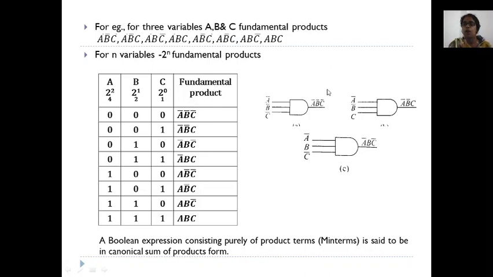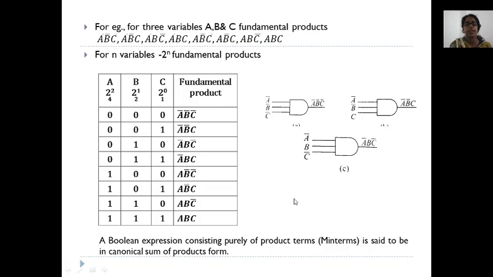Fundamental product is the combination of inputs that are giving high output, that is output is equal to 1. So here you can see, for 3 variables, how many fundamental products are there? 8, that is 2 raised to 3. For 2 variables, how many fundamentals were there? 4, that is 2 raised to 2. Then in general, if there are n variables, how many fundamental products will be there? 2 raised to n fundamental products will be there. So this concept is essential for understanding our sum of product method.